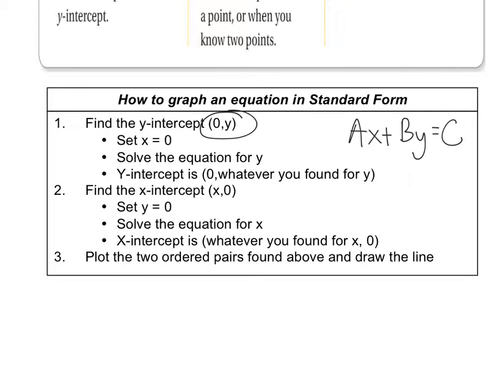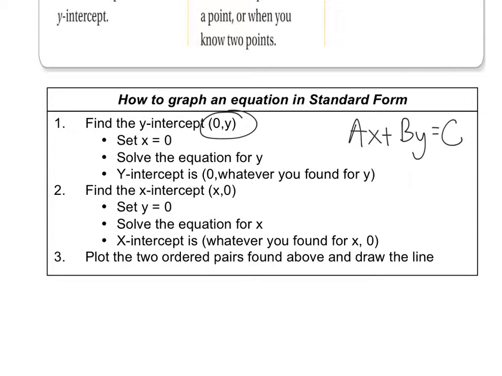Then you're going to find what we call the x-intercept. The x-intercept is where the line crosses the x-axis. It's the ordered pair (x, 0), whatever x may be, and 0. So how do we find that? You'll notice the second value is 0 on the x-intercept. So every time for the x-intercept, you're going to set y equal to 0. You take this y value, put 0 in for y, and then solve the equation for x. The x-intercept is whatever you find for x, and then the 0.